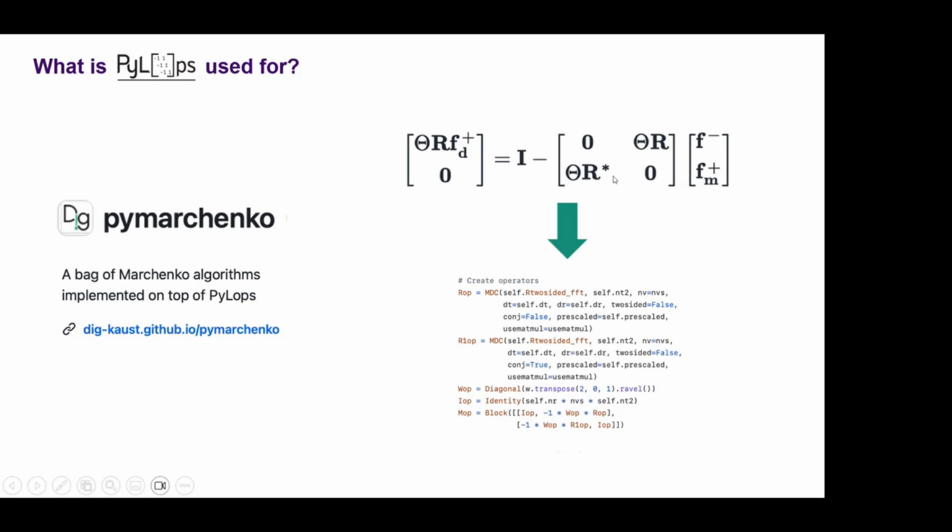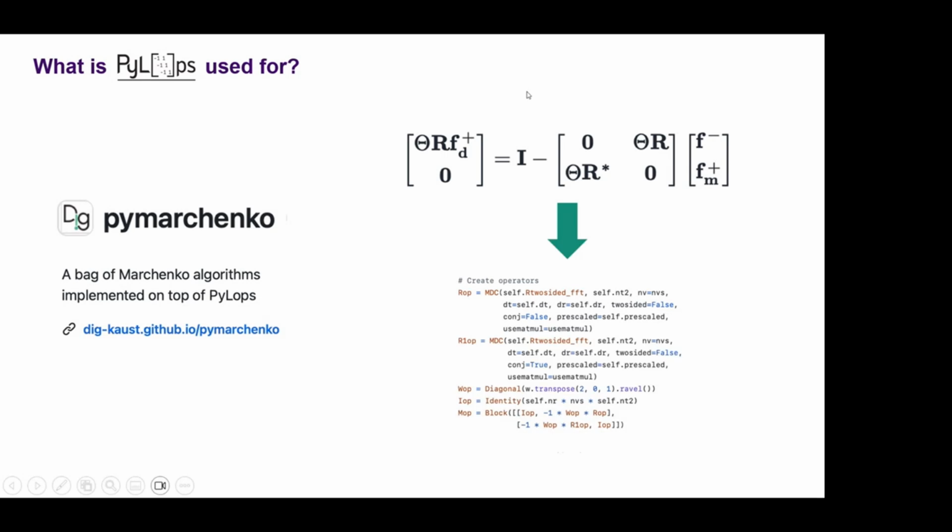There are more advanced versions where the problem becomes even more complicated. And you can see here that the operator looks quite complex at first. You have an identity matrix minus this block structure matrix with some zeros here. And you have these R's, which we call multidimensional convolution operators. You can think of 1D convolutions if you want to make it simple.